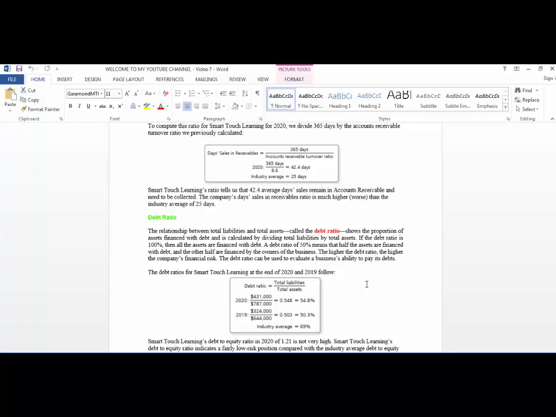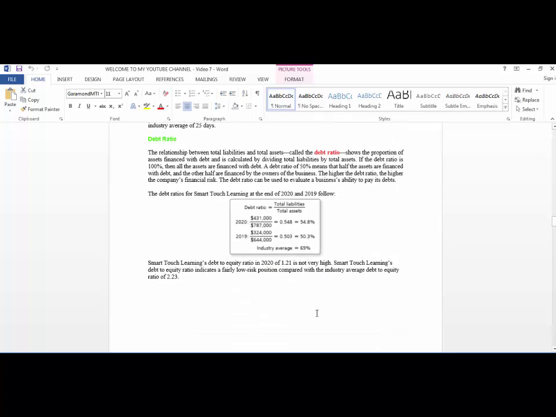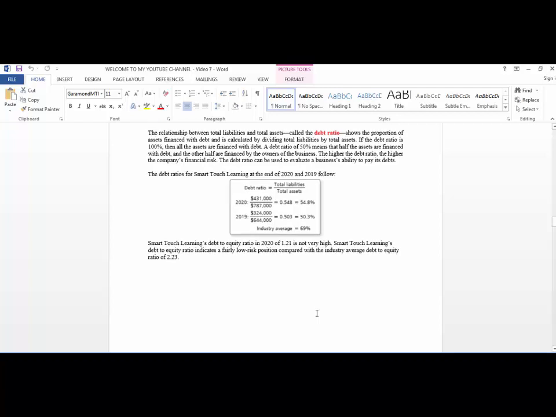The higher the debt ratio, the higher the company's financial risk. If the debt ratio is lower, there is less risk in the company. The debt ratio evaluates the company's ability to pay its debt. The formula is total liabilities divided by total assets. Here we have the values: 54.8% for 2020 and 50.3% in 2019.